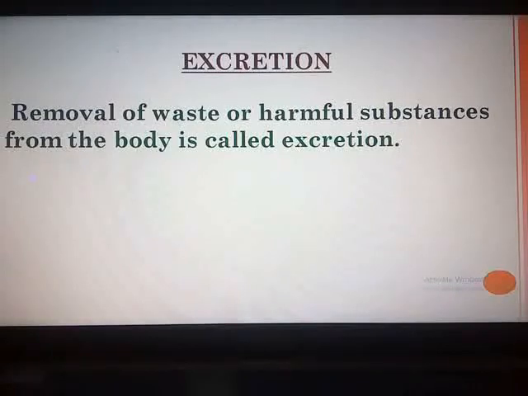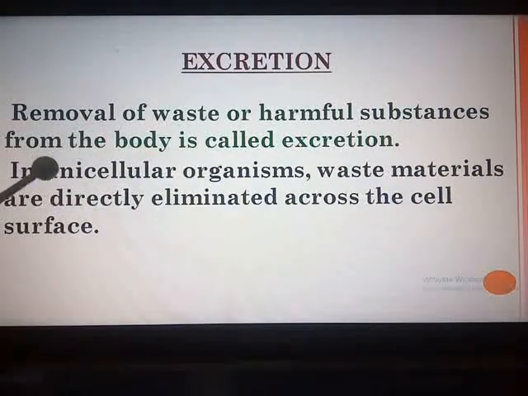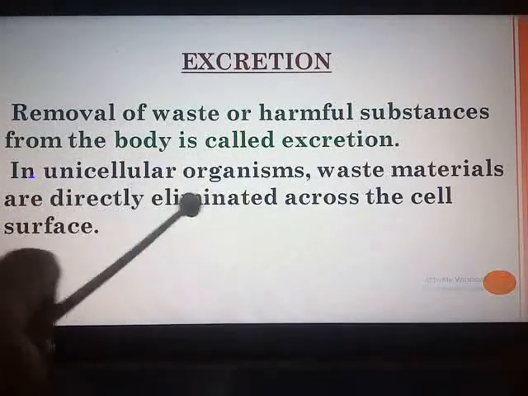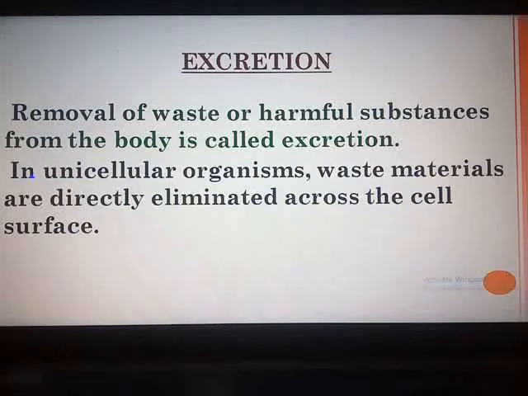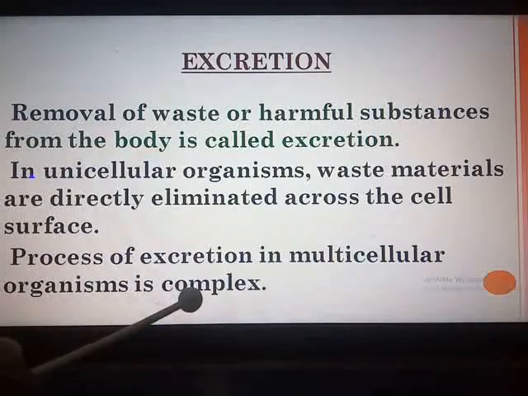Removal of the waste or harmful substances from the body at regular intervals of time, that is excretion. And as I have told you, different organisms use different modes. In unicellular organisms, unicellular means the organisms which have a single cell, waste materials are directly eliminated across the cell surface because there is only a single cell to carry out all their processes, whereas the process of excretion in multicellular organisms is complex, a little bit difficult. Multicellular means having more than one cell, so this process becomes a little bit difficult and complex.